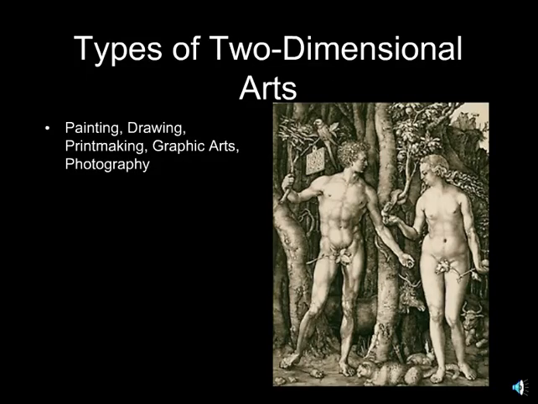Now, the types of two-dimensional art forms that are studied in the survey classes include painting, drawing, printmaking, graphic arts, and photography. For the most part, in the Survey Art 1 class, you look at painting and drawing. The others come into play in Survey 2.